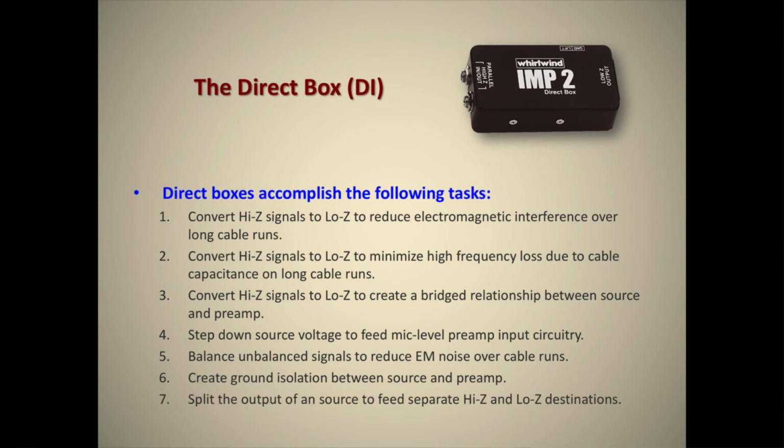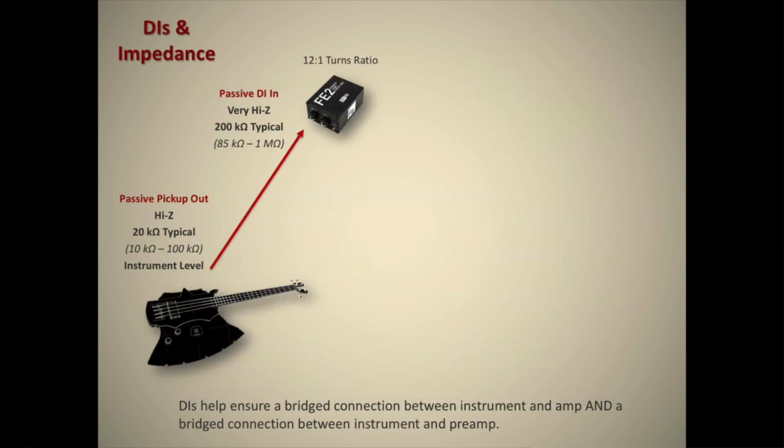And then the last thing it does, number 7, is it splits the signal in 2. You can have the high Z guitar come in and a high Z guitar go out, go into the guitar amp. You can rock out on stage and still send a low Z output off to the preamp. Okay, cool. I love DIs. They're so cool. They do all these cool things. Here's a graphic to kind of show that.